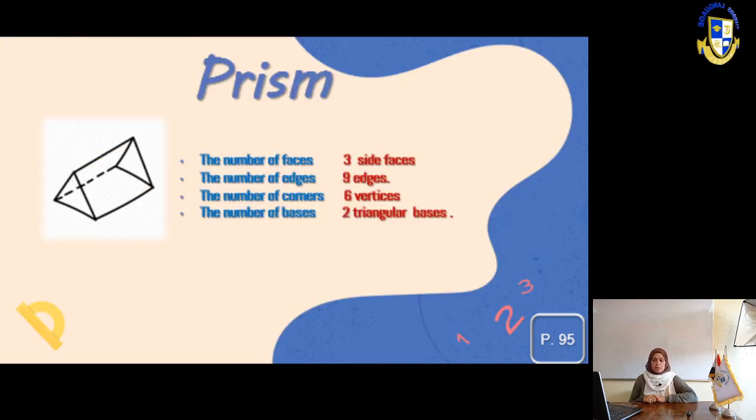The prism. Number of faces, 3 side faces. Number of edges, 9. Number of corners, 6. And number of bases, 2 in the shape of a triangle. It has 2 bases in the shape of a triangle. So 3 side faces, 9 edges, 6 vertices, and 2 triangular bases.